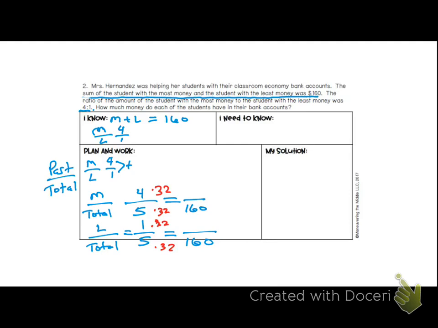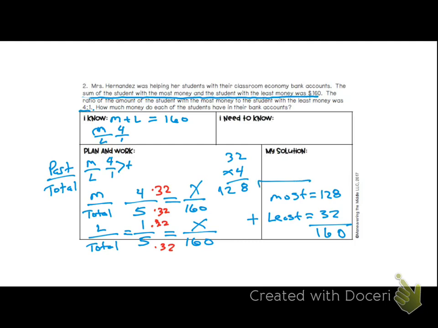That's going to give me how much the most had of the 160 and how much the least had of the 160. So 1 times 32, that's real easy. The least will have 32. And the most, I'm going to have to go over here and do 4 times 32 to figure this out. I got 128. So to check my work, if I add these two, I should get 160, and that is what I got. So this is going to be my final answer, and I can move on.